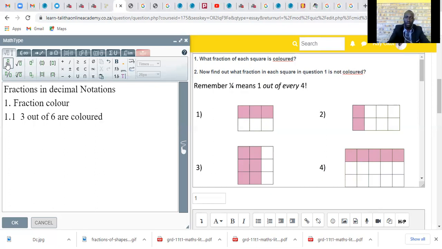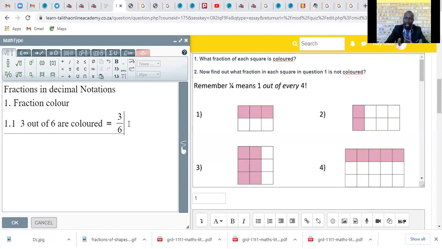Yes. But now in fractional notation, when we write it as a fraction, we want to write it with one number being a numerator and the other number being a denominator. And so out of 6, how many have been colored? 3 have been colored. So in fractional notation, question 1.1.1 is written as 3 out of 6, or 3 divided by 6. And we call the 3 the colored squares and the 6 the total number of squares. So this is how we write it in fractional notation.